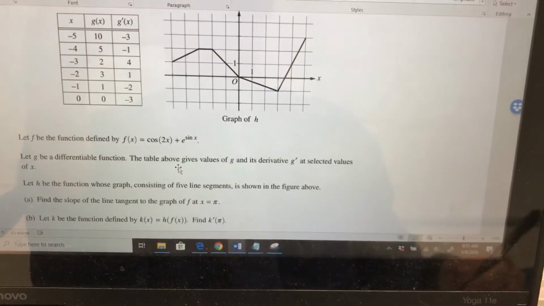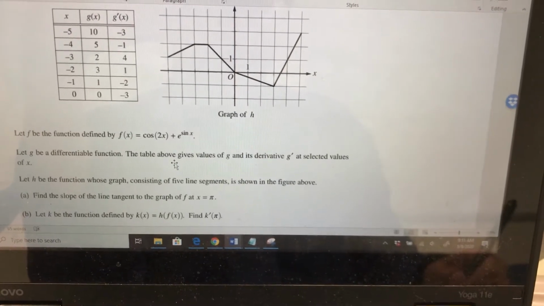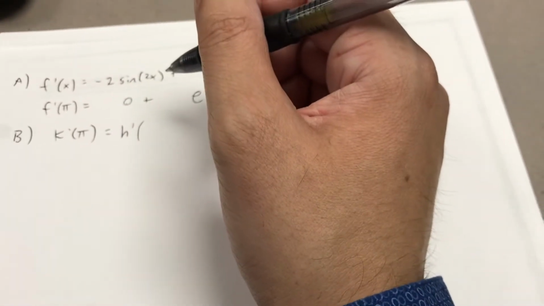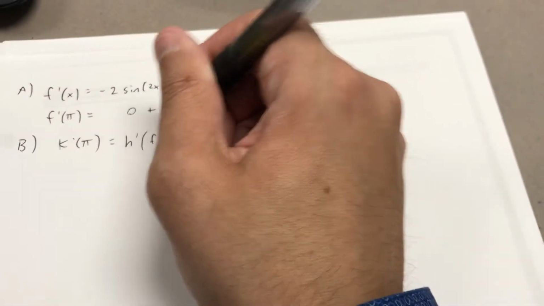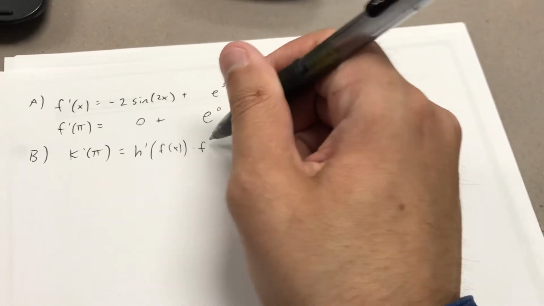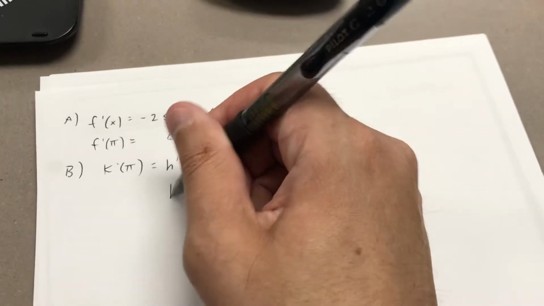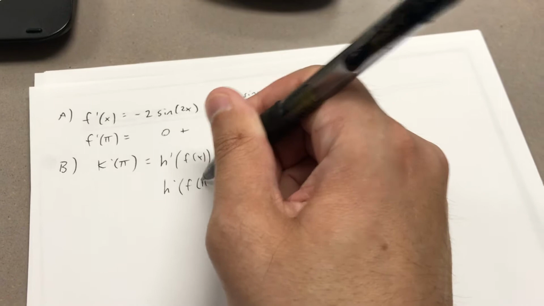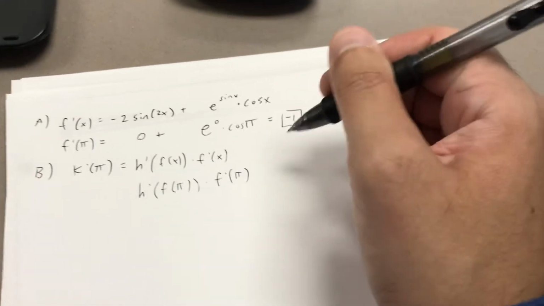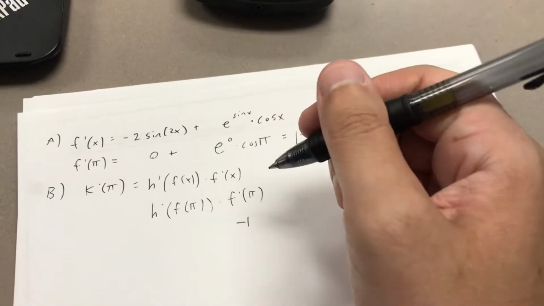All right. The derivative of the outside function, the derivative of h, is going to be h prime. Remember, when you take a derivative, the inside function never changes. So it's going to be h prime of f of x. But the chain rule says you have to multiply by the derivative of the inside function. That's f prime. And then we're evaluating all this at pi. That's going to be h prime of f of pi times f prime of pi. Well, we already found f prime of pi back in the previous problem, so hopefully we were right, because that looks like it's going to be negative 1.